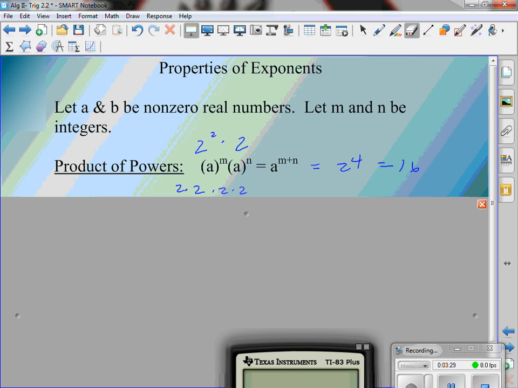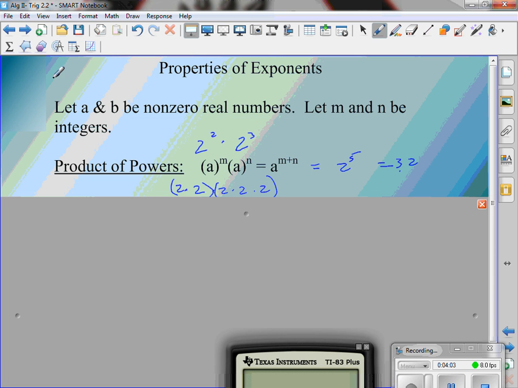Just like if this was a 3 here. 2 there, 3 there. How many total 2's do I have? I have 5. And 2 to the 5th is 32. So if you have the same base, a and a, 2 and 2, whatever the numbers, if your bases are the same, you just add the exponents.